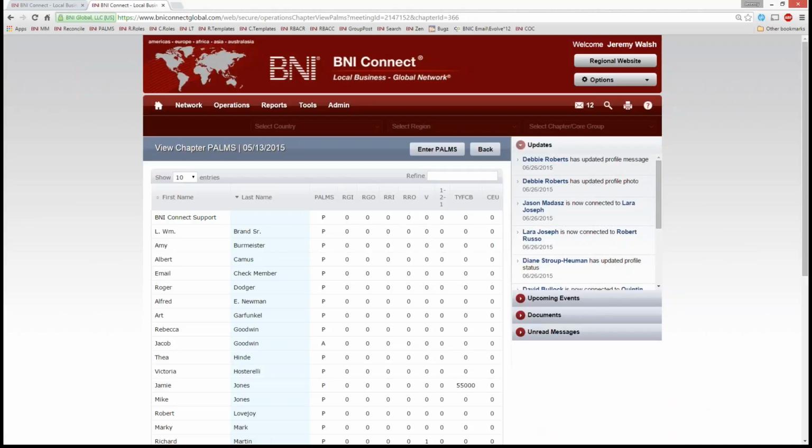Now, if you don't have the unlock button, don't panic. It's just a regional preference. If you don't have the unlock button, you would have to talk to your regional office and they could unlock the report for you.